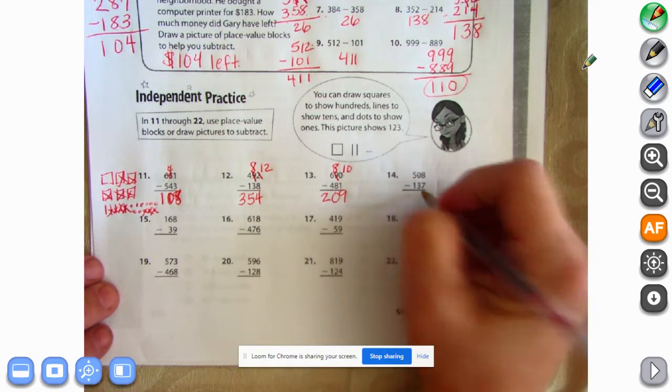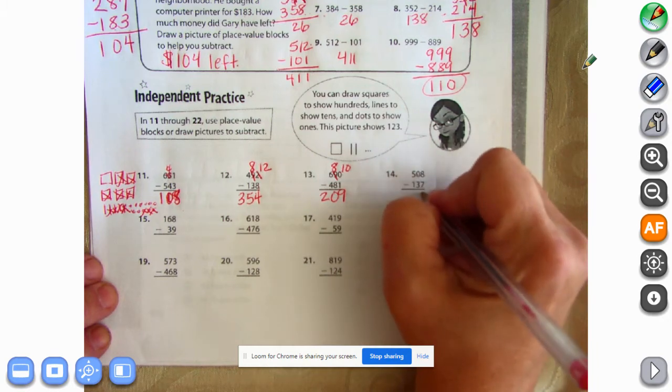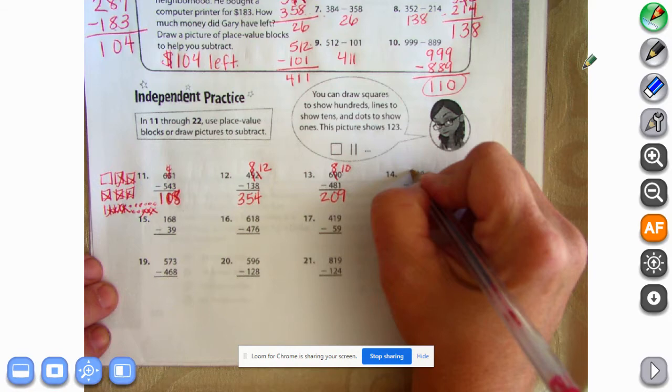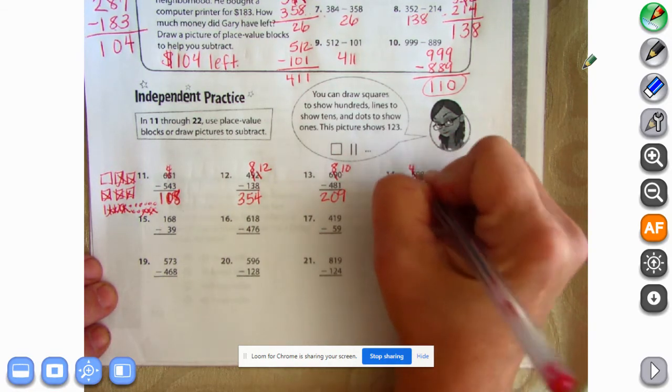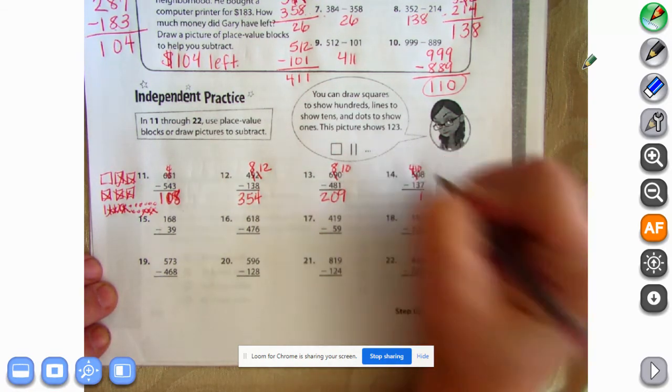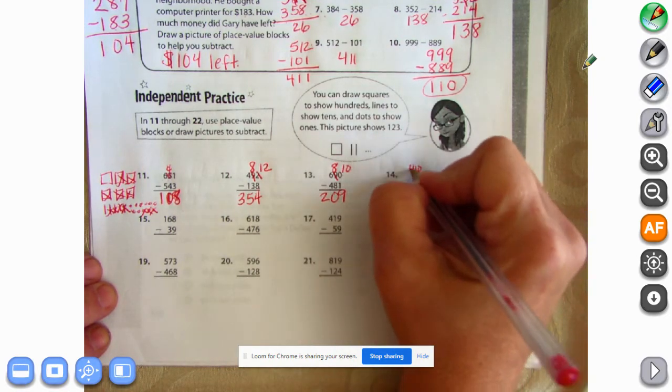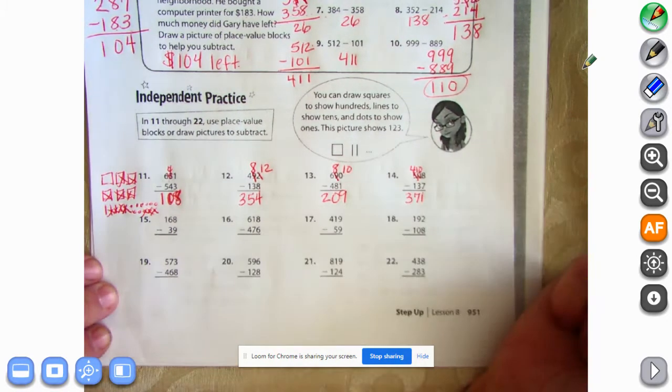508 minus 137. I can take 7 out of 8. That leaves 1. But I can't take 3 out of 0. So I'm going to have to take one of these hundreds, break it up. 10 minus 3 is 7. 4 minus 1 is 3.